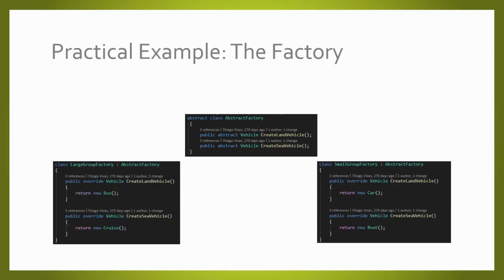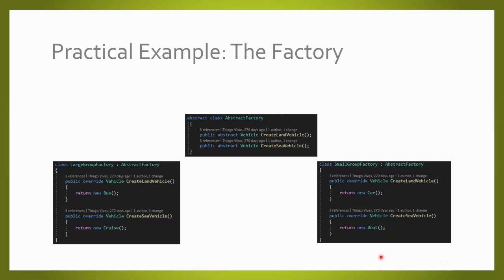So on the left we have our large factory, which is going to return a bus as the land vehicle type and a cruise as a sea vehicle type. Here on the right we have the small factory that's going to return a car as the land vehicle type and a boat as the sea vehicle type.